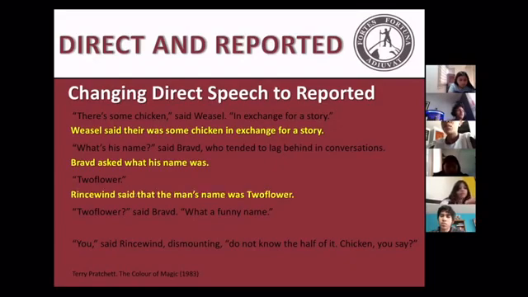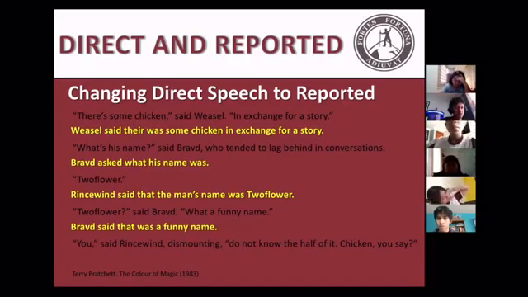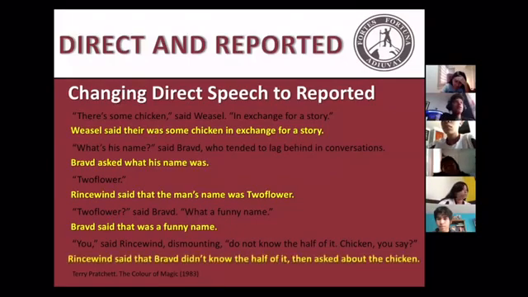Next one I would like you to do in your participation. "Two Flower," said Bravd. "What a funny name." Bravd said that, or Two Flower, was a funny name. Alexa, well done. And last one, "you do not know the half of it." Remember, do not changes to did not, because present simple changes to past simple. So Rincewind said that Bravd didn't know the half of it, then asked about the chicken. Was that difficult or easy, boys and girls? I think a little bit difficult for you guys.